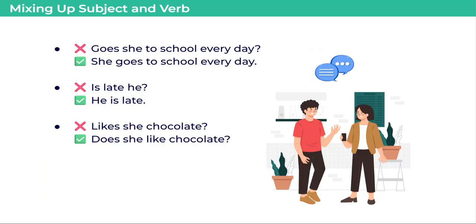Is he late? That's a question. Is late he? No. He is late. That is our affirmation. Is he late would be our question. Likes she chocolate? No, it is not correct. Does she like chocolate? So we use do or does as our auxiliary verb.